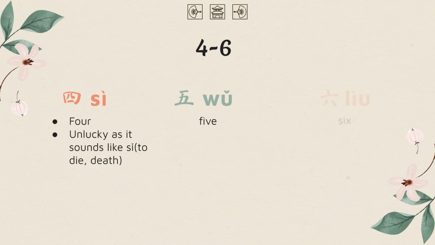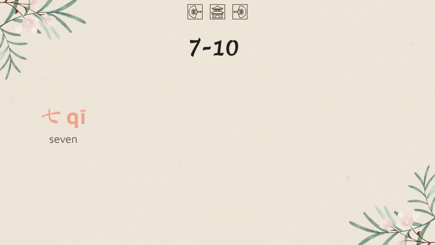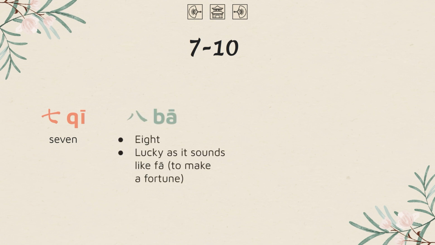And then 6 is 6. Sounds like the horoscope Leo, Leo, right? Okay, so 4 through 6 is 4, 5, 6. 7 through 10, 7, 7. 8, 8.